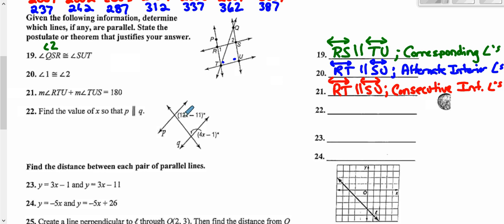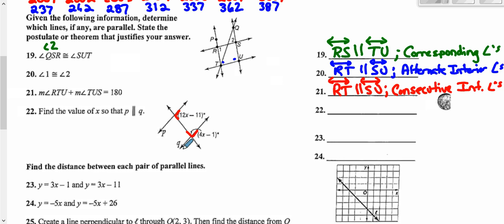Okay, new problem here. Find the value of x so that P is parallel to Q. Okay, so here we have this angle 12x minus 11. That's right here in this corner. And then we have this 4x minus 1 here in this corner.